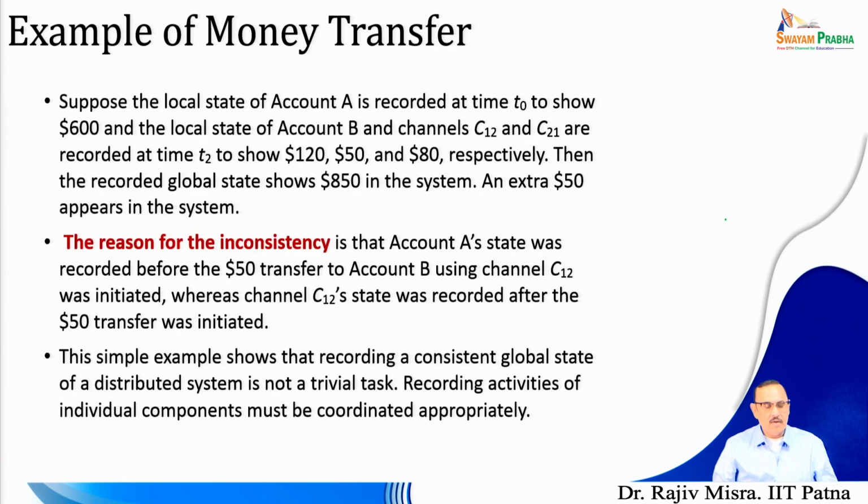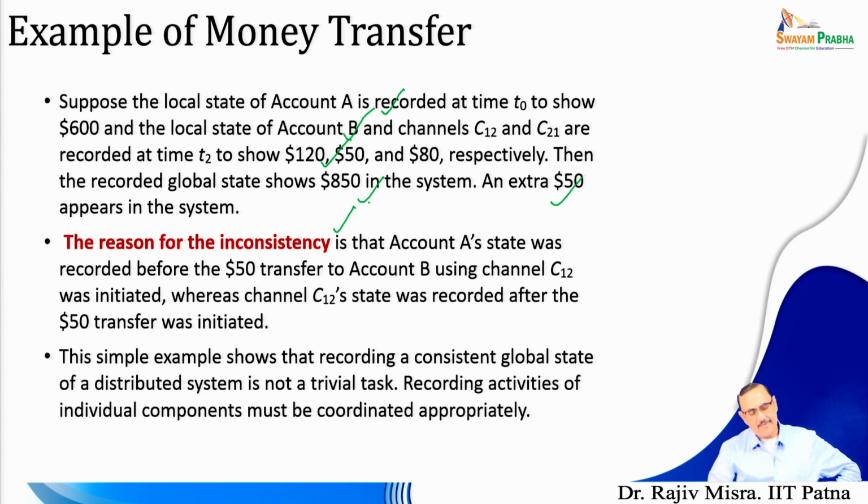Now, suppose the local state of account A is recorded at time t0 to show that A is 600, and the local state of account B and the channels are recorded at time t2 to show that they are 120, 50 and 80. Then the recorded global state shows 850 in the system, that is 50 extra, and this becomes inconsistent.